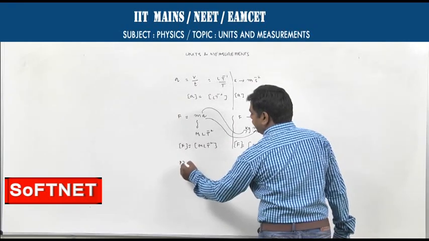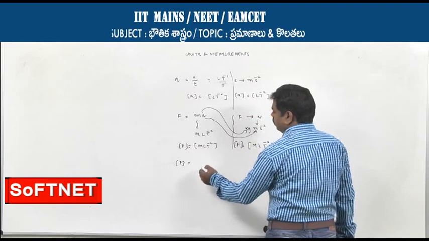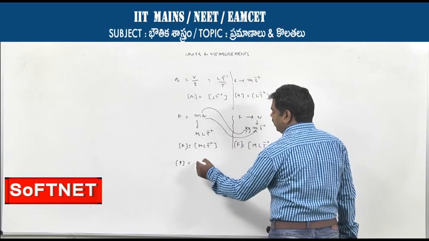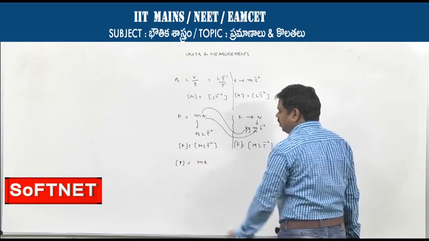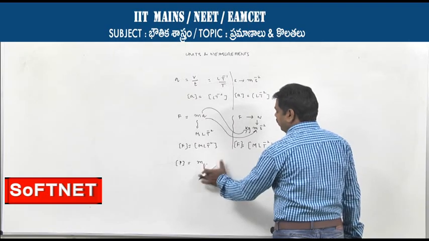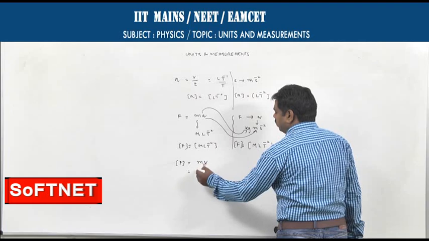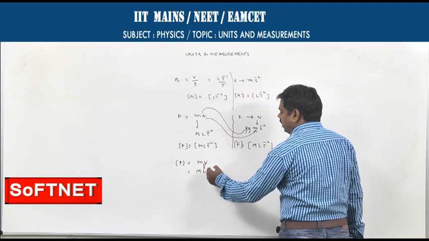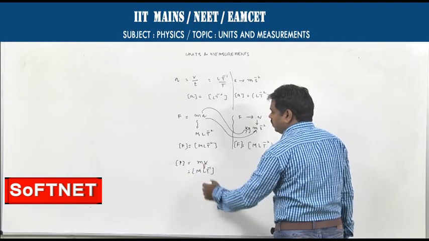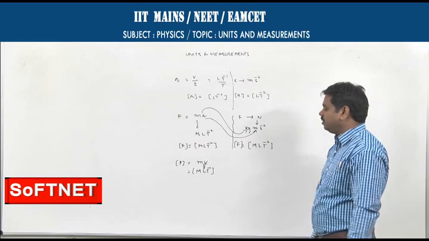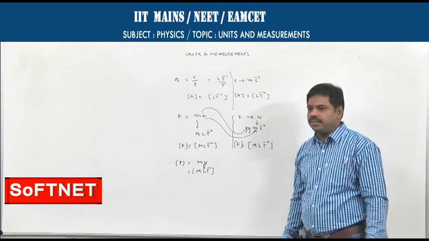So let me write the dimensional formula of the momentum also. You know the formula: momentum is a product of mass and velocity. Now the dimensional formula directly will come: M, velocity you know LT^-1. So the momentum dimensional formula is equal to MLT^-1.